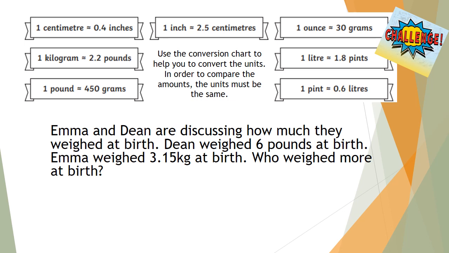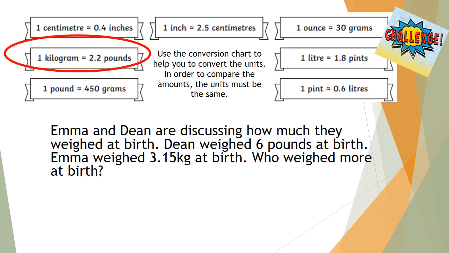Who weighed more? So in order to compare their weights, we need to make sure we're comparing them using the same unit of measure. So we can see that Dean has measured his weight in pounds, whereas Emma has used kilograms. So we're going to start off by trying to convert Dean's weight, his 6 pounds, into kilograms. Have a look at the grid at the top of the screen. Which section is going to help us with this question? Put your finger on it now. Excellent. Well done if you put your finger on 1 kilogram is approximately equal to 2.2 pounds. That's the section that's going to help us.